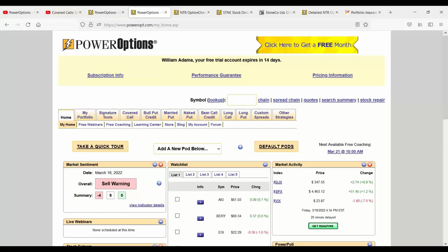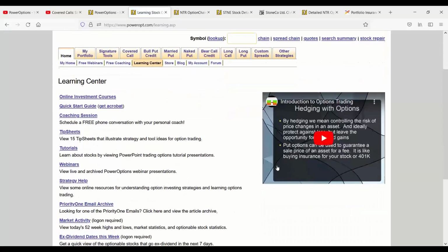Well, if you're on Power Options, one of the best places to start is the Learning Center here. And Ernie's got this video here, Introduction to Options. It's not all hedging with options, but he goes through the different things. This is a good starting point. Ernie essentially breaks down the basics of options, but also, if you're a new options trader, which option strategies you should focus on.